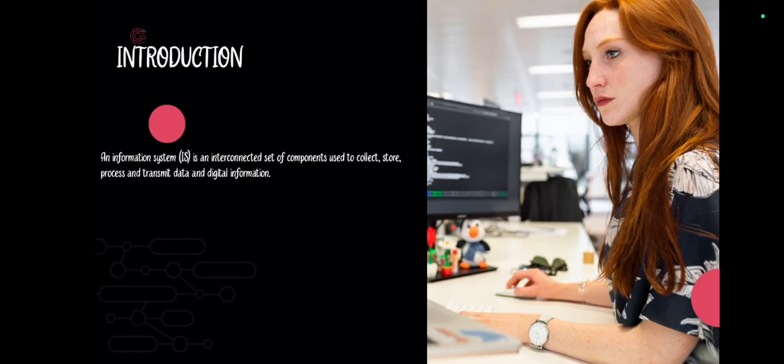So what is an information system? An information system, or IS, is an interconnected set of components used to collect, store, process, and transmit data and digital information. It is a collection of hardware, software, data, people, and processes that work together to transform raw data into useful information. An information system allows users to collect, store, organize, and distribute data, functions that can serve a variety of purposes for companies, and it is very useful for companies.